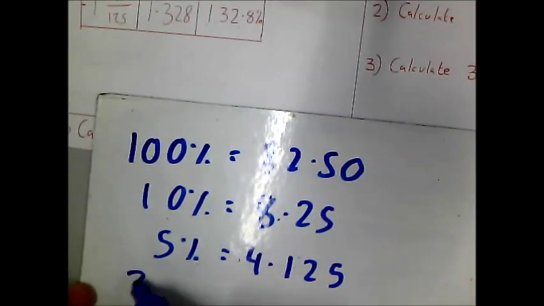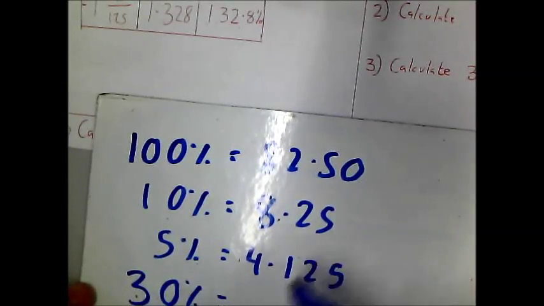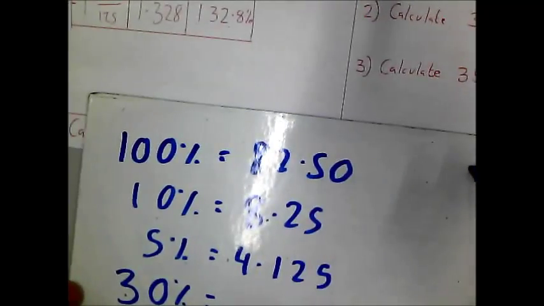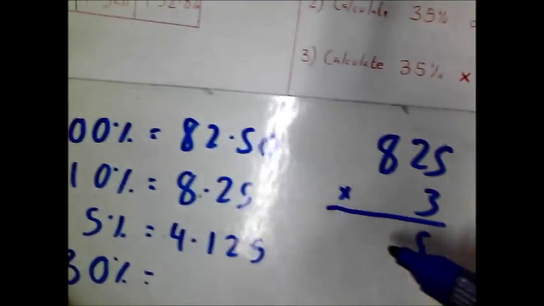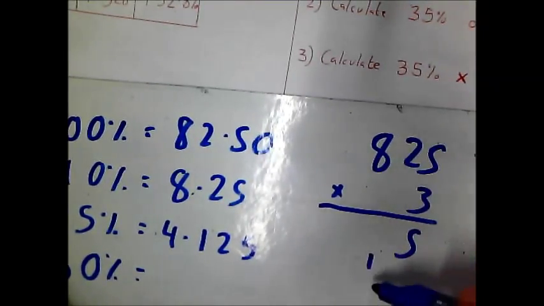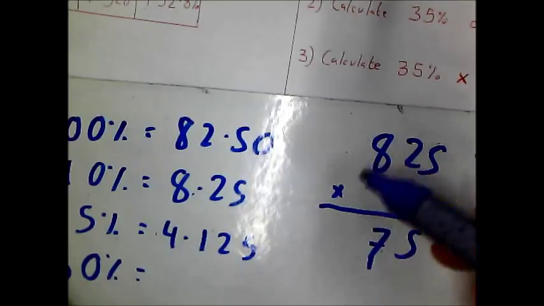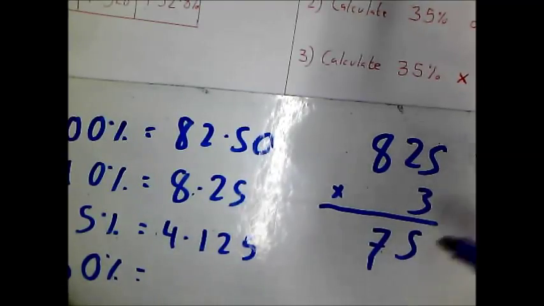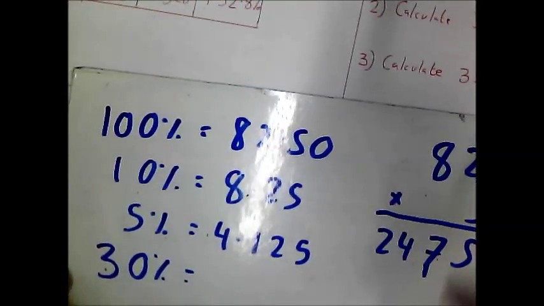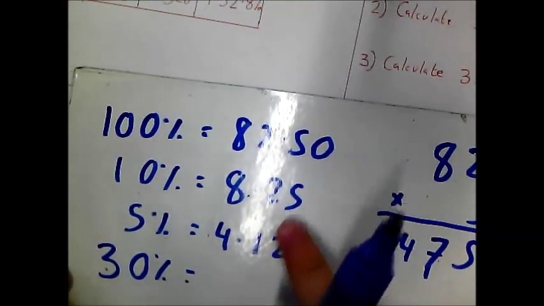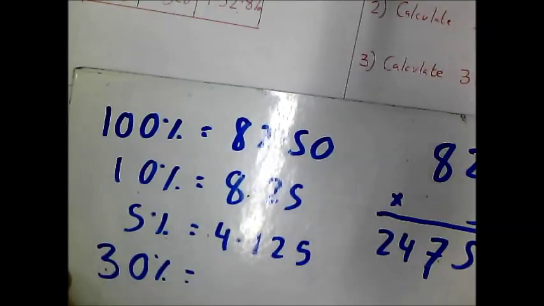And then 30% is 3 lots of this. So I'm going to pretend it's 825 for the moment. 5 times 3 is 15. 3 times 2 is 6 plus the 1, 7. And then 8 times 3 is 24. Okay. But I didn't want to do 825 times 3. I want to do 8.25 times 3. So my answer needs to be 100 times smaller. So it's going to be £24.75.